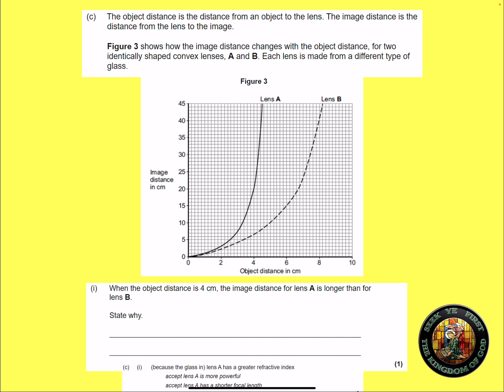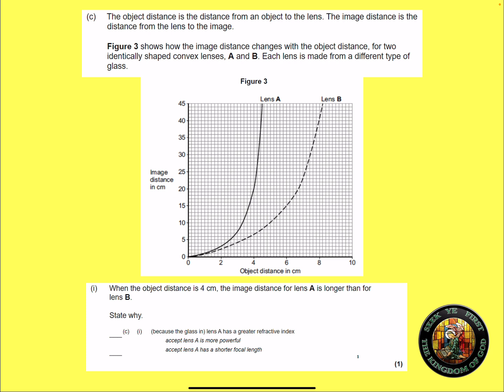Okay, so let's have a look. Because lens A has a greater refractive index, accept lens A is more powerful, accept lens A has a shorter focal length.